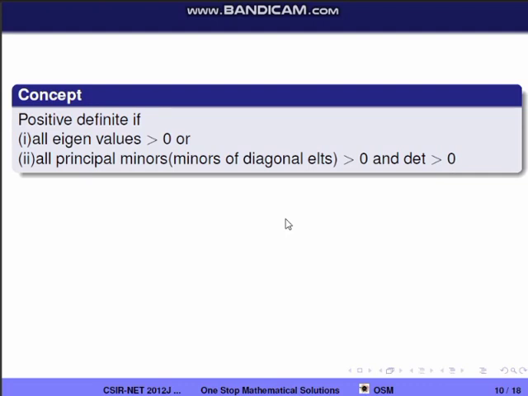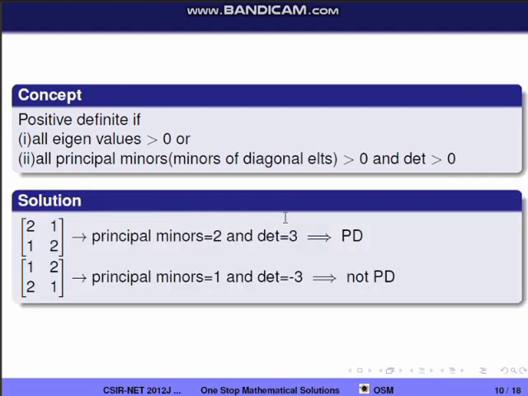Now let us look at each option. Here I have done only 2 options. The rest of the 2 options should be done by you. First, I'm showing the first option. The first matrix is 2 1 1 2. The principal minor is obtained by deleting the first row and first column. So the principal minor is 2, which is greater than 0. And when we find the determinant, that is 4 minus 1, we get 3, which is also greater than 0. So this matrix is positive definite.